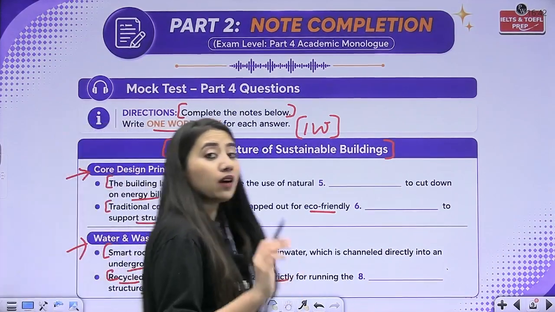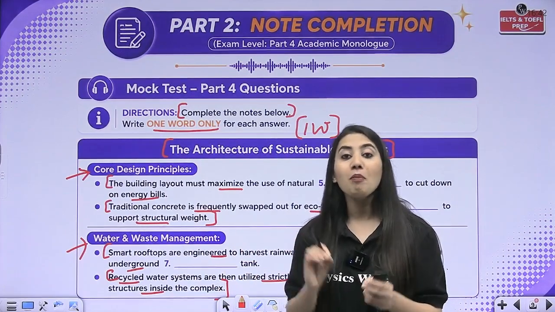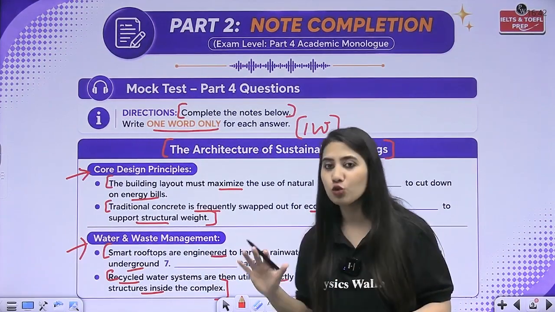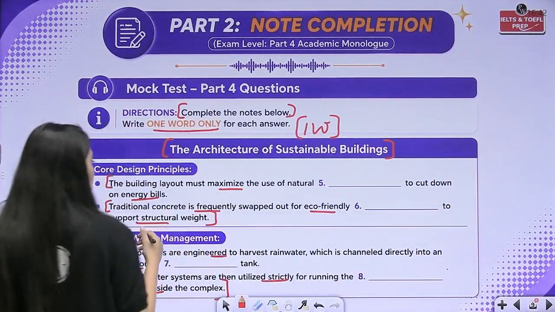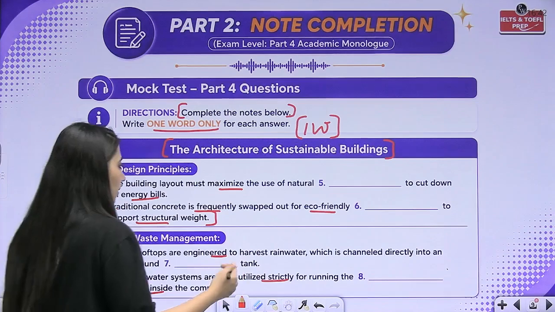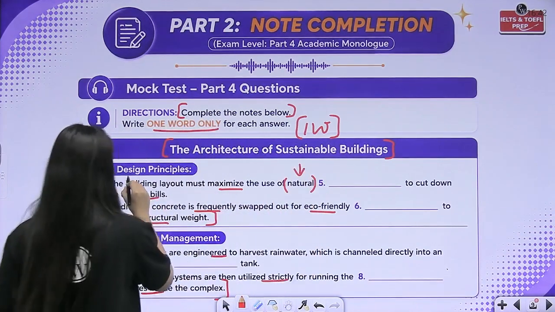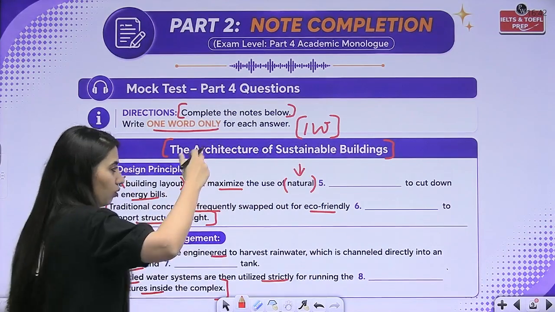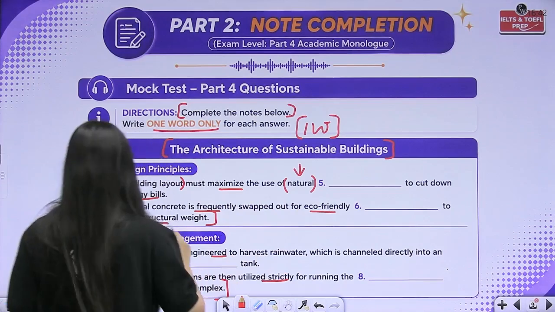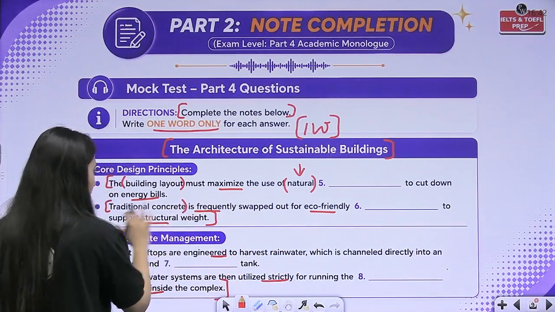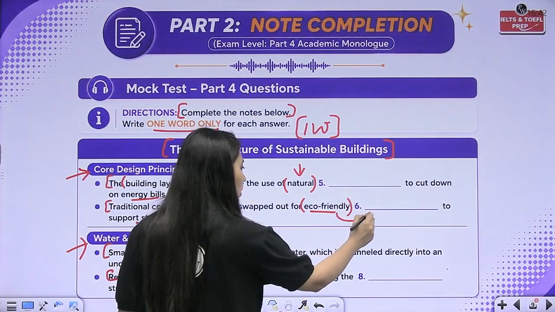Now, once you are done reading, please make sure that you're marking your keywords as well. That's crucial. How do you do that? So it's about building layout. We should maximize the use of natural something. So you pick this word natural from it. And we are talking about building layout. The ones I'm using brackets for are your keywords. Traditional concrete, it's all about that. And then for eco-friendly, something will come over here.